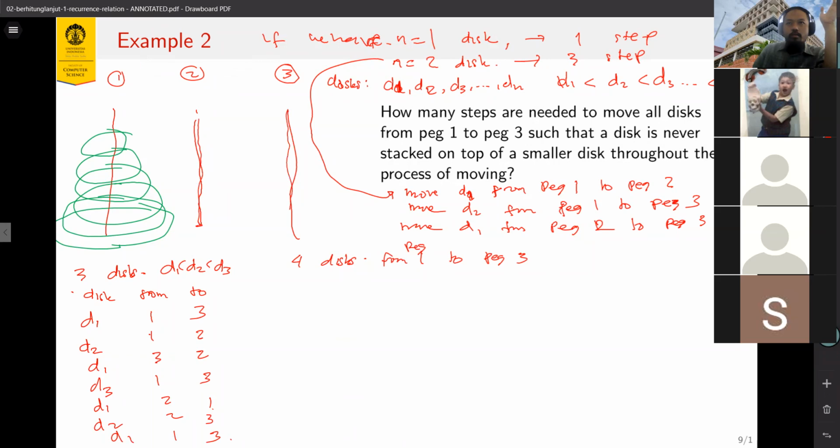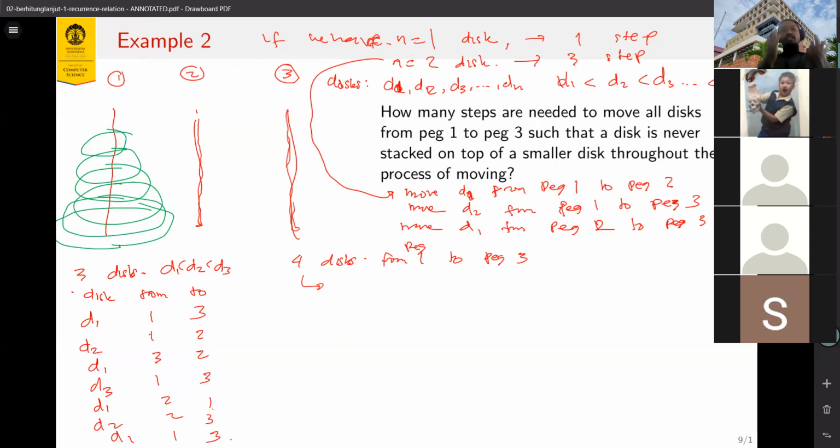Okay. What is the key idea if you want to move 4 disks from pack 1 to pack 3? What will be our general step? What is your strategy, general strategy? Can anybody guess? Well, nobody?